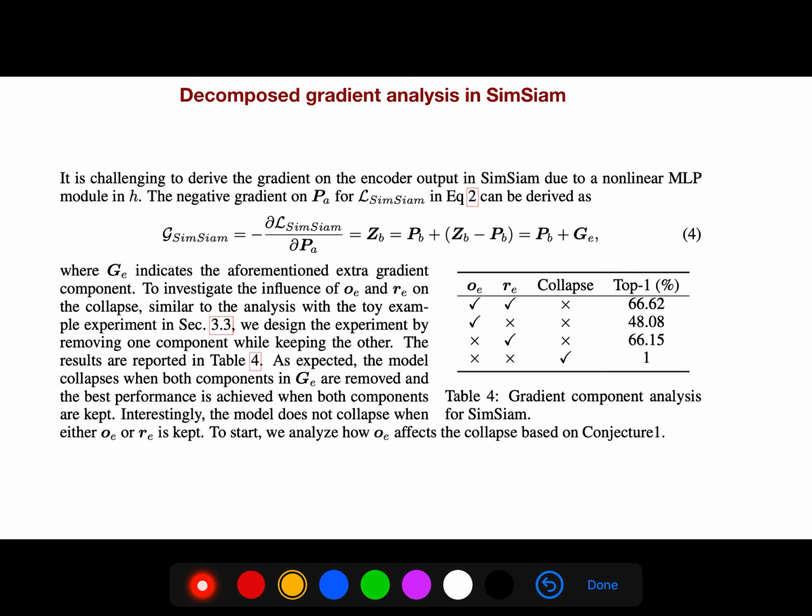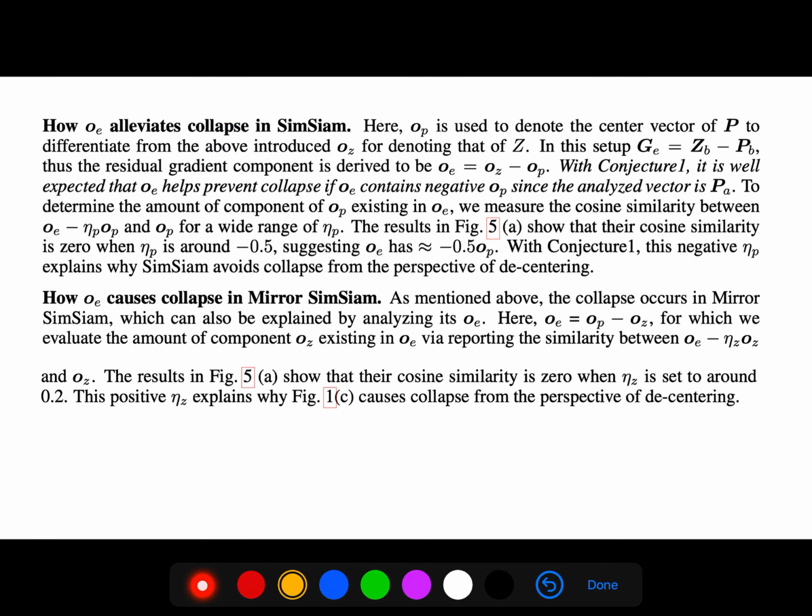So it is challenging to derive the gradient on the encoder output in SimSiam due to the nonlinear multilayer perceptron module in H. The negative gradient on P sub A for SimSiam, the predictor one, can be derived like this, which is equal to Z sub E, and G here indicates the extra gradient component. But how does this O alleviate collapse in SimSiam? It is used to denote the center vector of P to differentiate from the above introduced O sub Z for denoting that of Z.